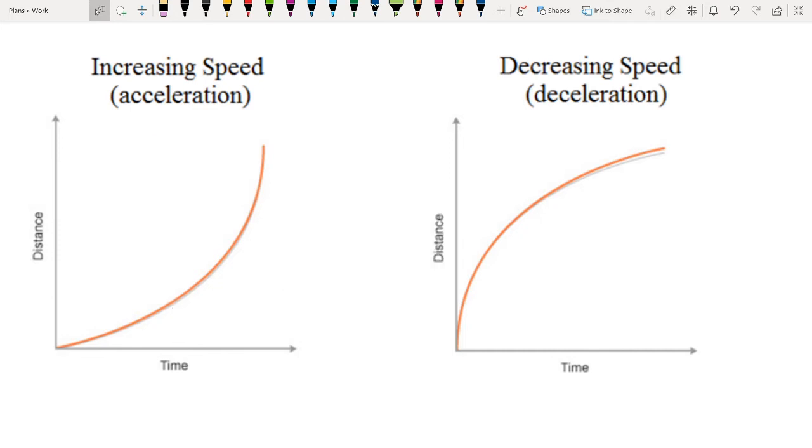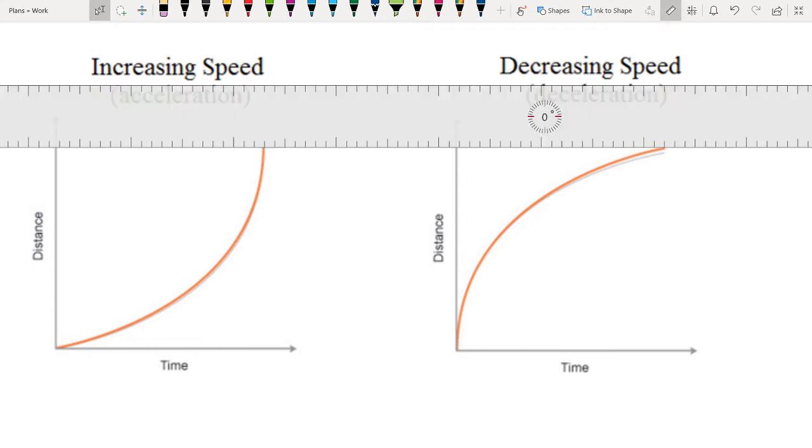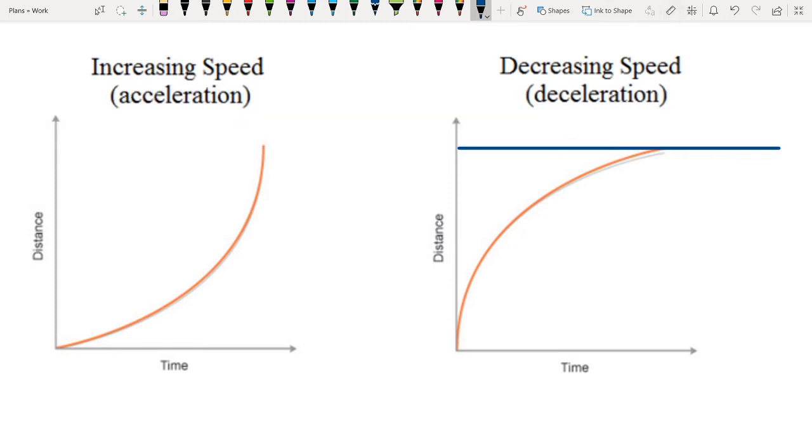Now, looking at the other graph on the right, again we see a curved line which denotes a speed that is changing over time. However, this time we're seeing a speed which is decreasing, and the technical name for that is deceleration. What you should notice in this line is that it is getting closer and closer to becoming a horizontal line. If it becomes actually horizontal, that would mean the person had stopped moving. Time was still passing, but their distance was no longer increasing. Therefore, they had stopped moving.